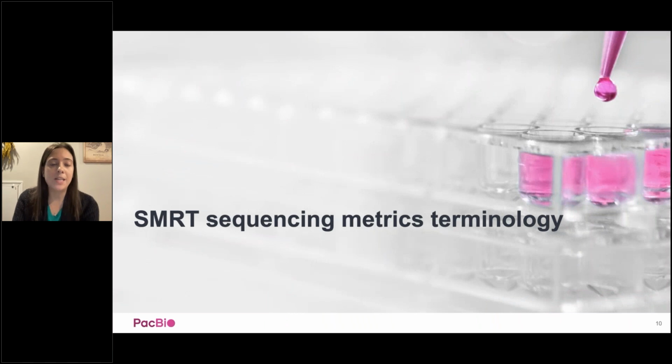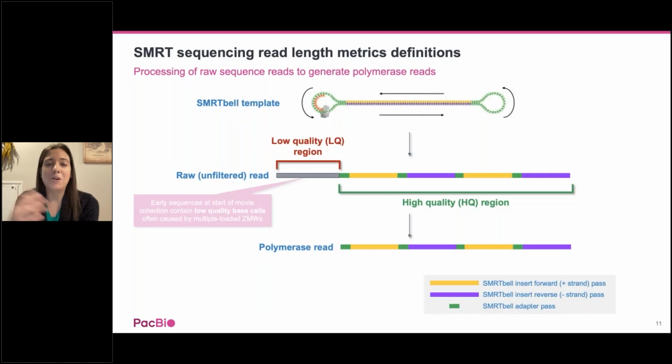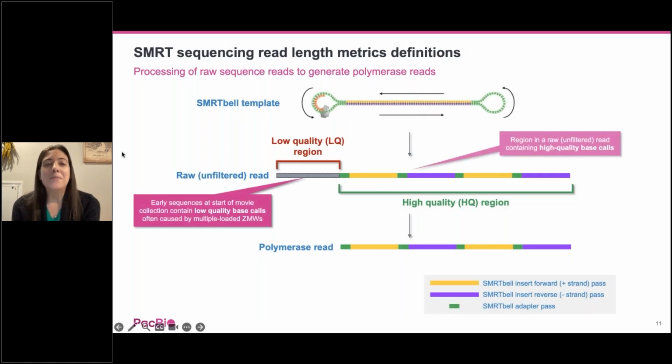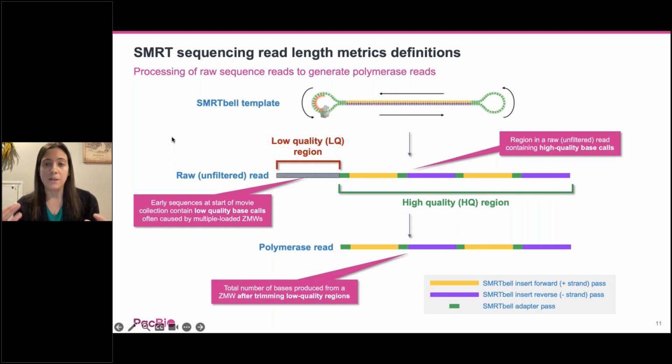Okay, so now let's take some time to go over SMRT sequencing metrics terminology and get better acquainted with this dictionary. Let's consider a SMRTbell template, which is really a linear double-stranded DNA template that is bookended on either end by our hairpin adapters. And it's on these hairpin adapters that a sequencing primer is annealed so that a sequencing polymerase can then be bound to the complex.